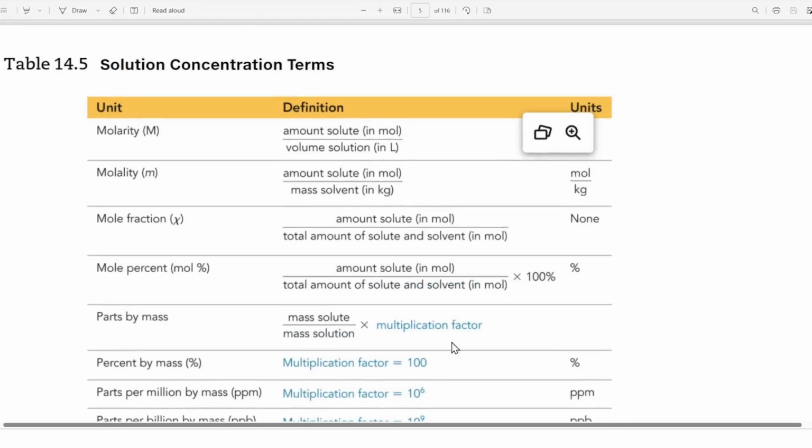Here are some solution concentration terms. We learned about molarity last semester, which is moles per liter of solution. In this chapter, we'll talk about molality, which is moles of solute per kilogram solvent, mole fraction, which is moles of solute per total moles of solute and solvent, and that's going to be in a decimal form. If we multiply that times 100, we get mole percent.